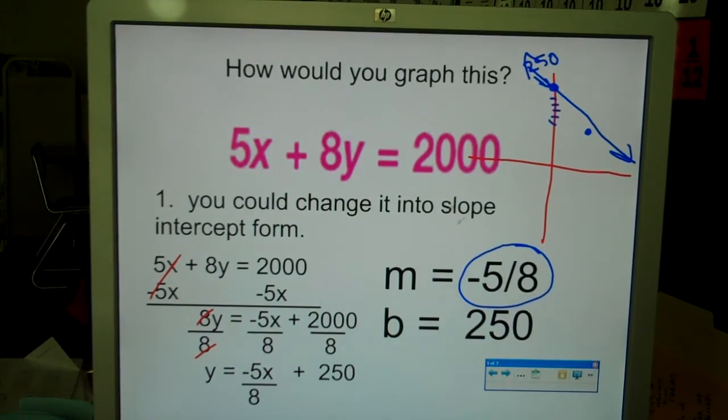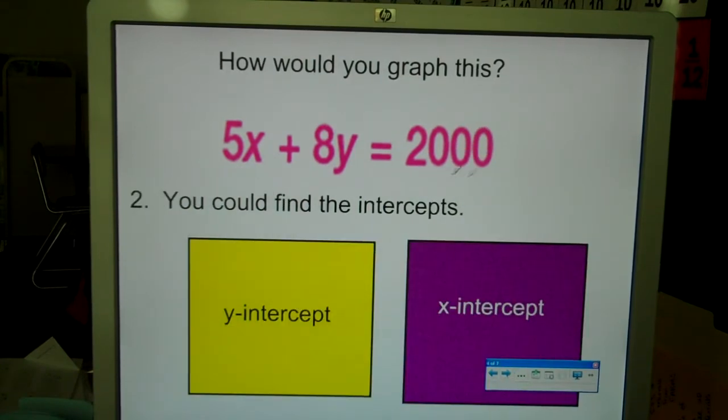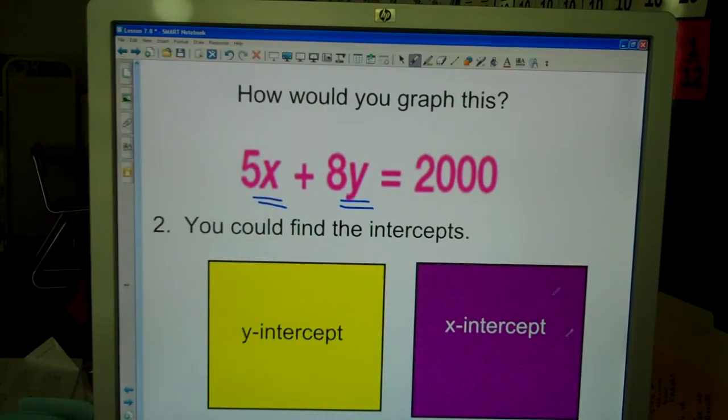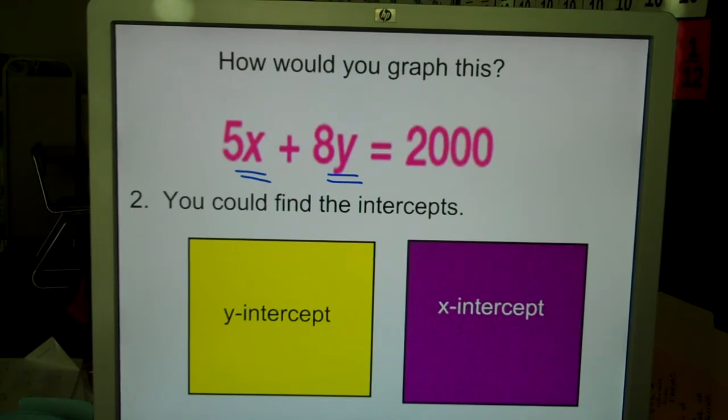If I went through that too fast, you need to pause and rewind, because I'm moving on. Now, there's an easier way. We could find the intercepts. We only need 2 points to graph this thing, so let's find the intercepts. If I want the y-intercept, what does x have to be? Yeah, it has to be 0. And when I'm looking for the x-intercept, what does y have to be? It has to be 0. So while I get situated here, I want you to pause and find those intercepts.